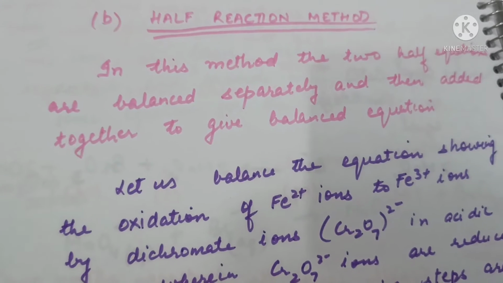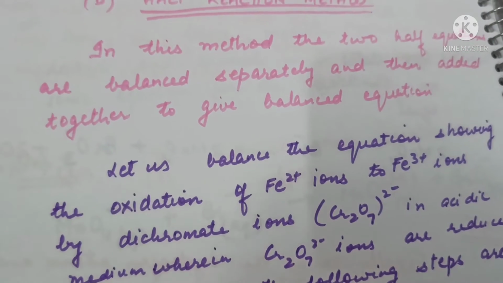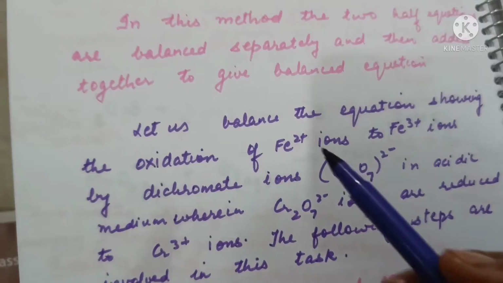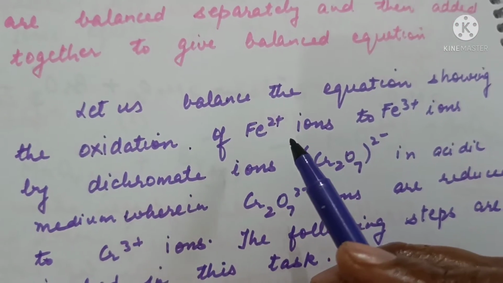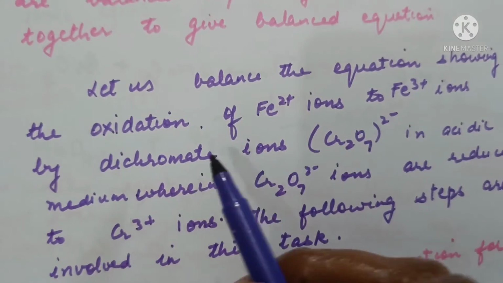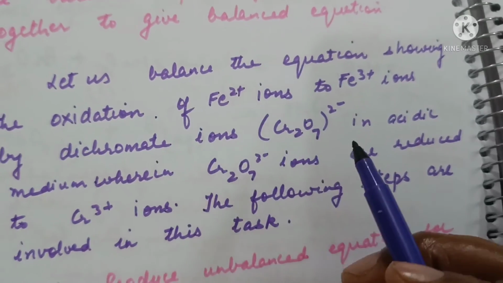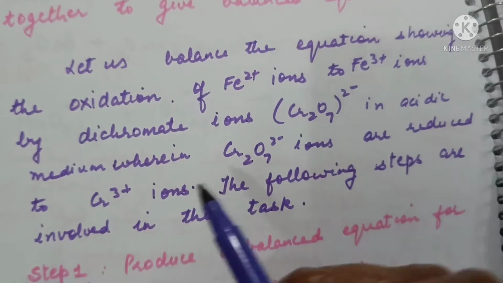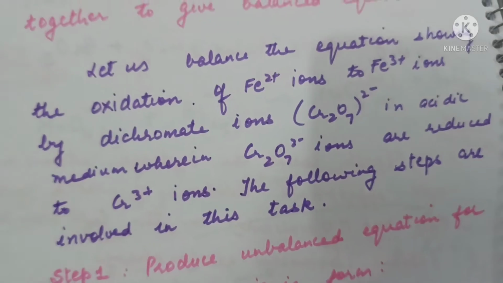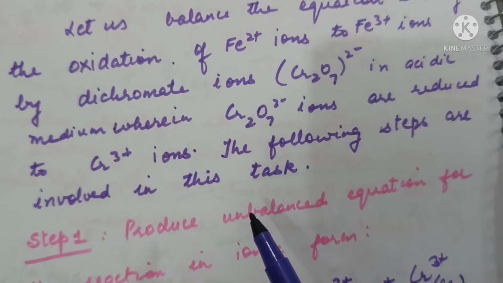Let us take an example to balance a redox reaction. Let us balance the equation showing oxidation of ferrous ions to ferric ions by dichromate ions in acidic medium. Dichromate ions are reduced to chromium ions. The following steps are involved in this task.